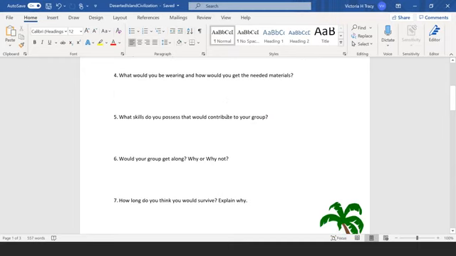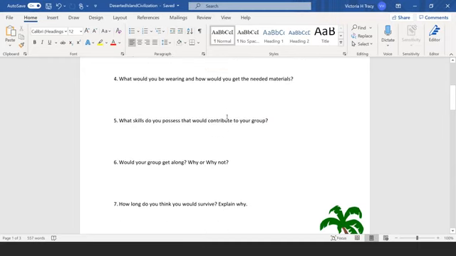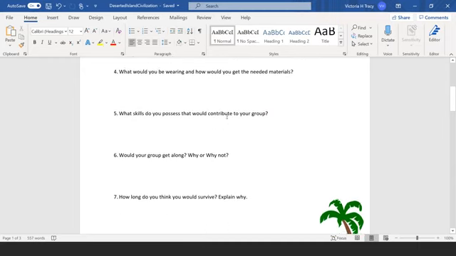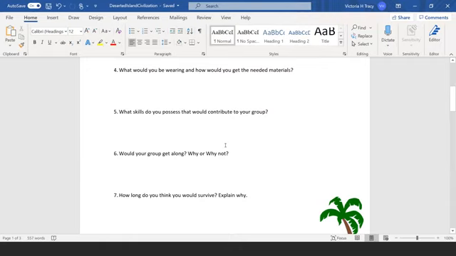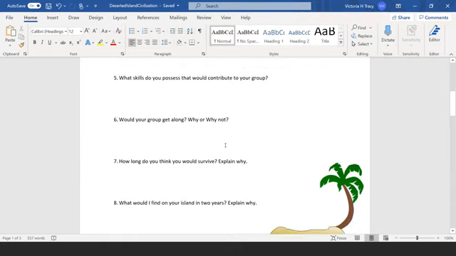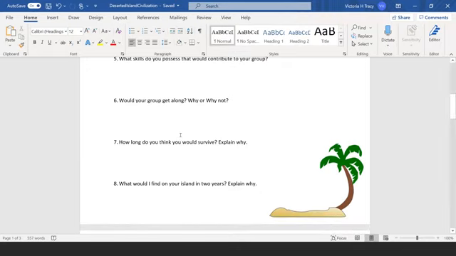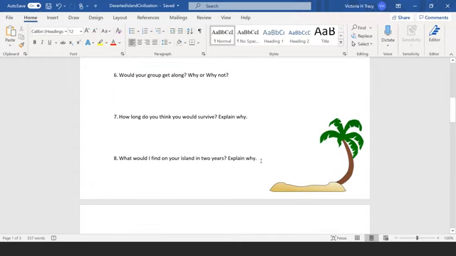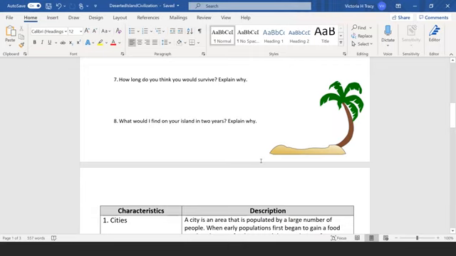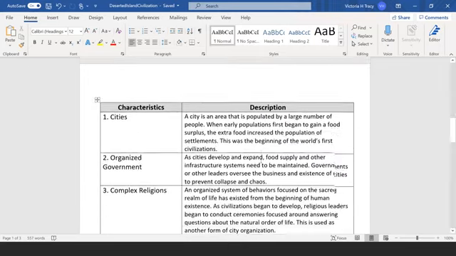What would you be wearing? Okay, are you just wearing the clothes on your backs? Is there someone who's going to be making clothes? How are you going to get clothing? What skills do you possess in your group that would contribute to it? Okay, because you can't just lay on the beach all day, okay? You have to have some skills. Would your group get along? Why or why not? How long do you think you would survive? Explain why. What would I find on your island in 2 years? So if I came to your island, what would it look like?